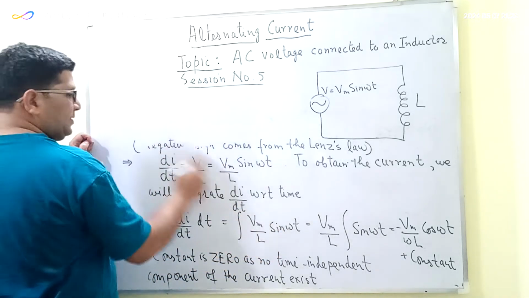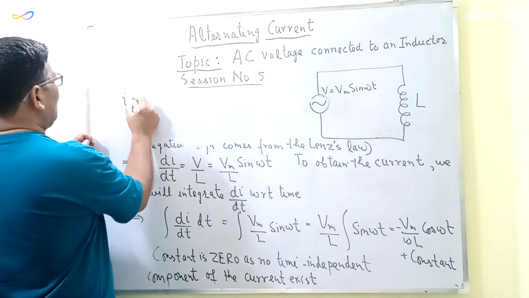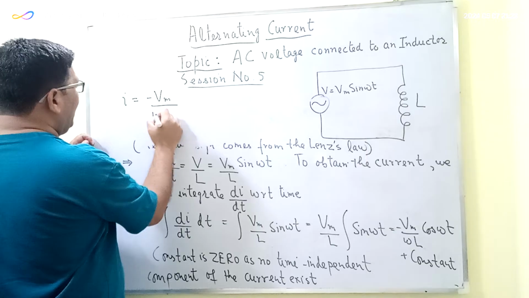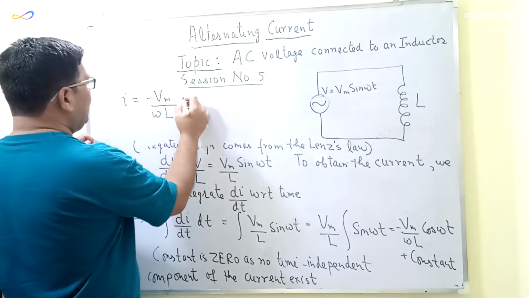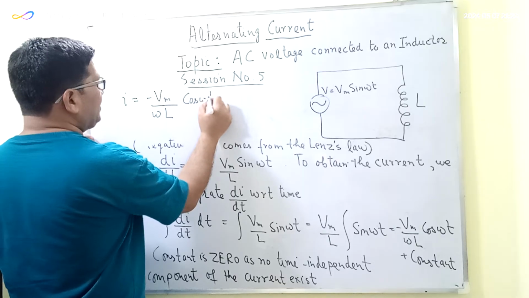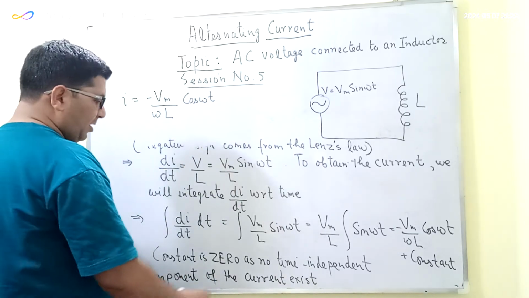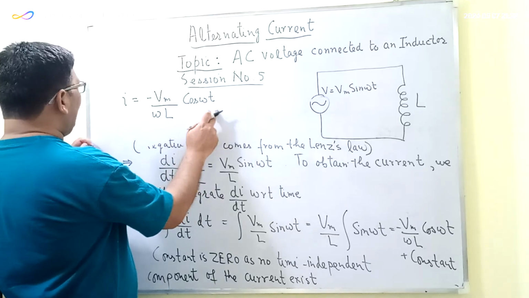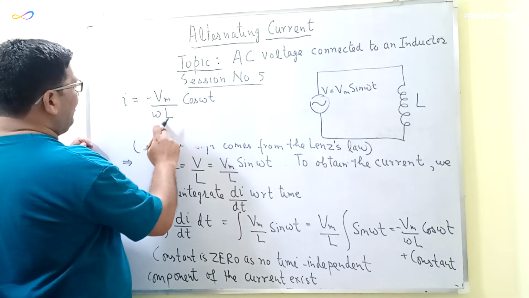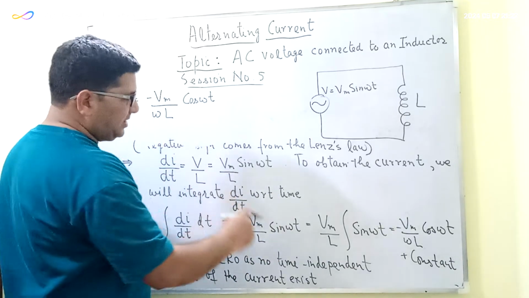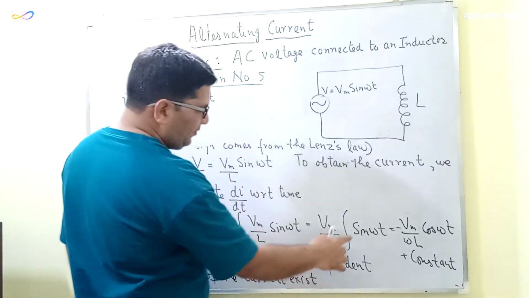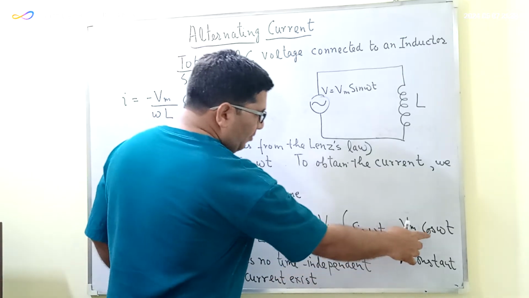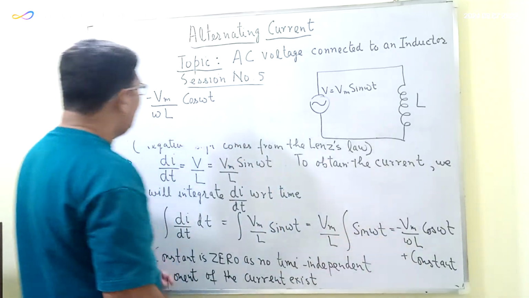So what I get from this equation is I = −Vm/(ωL) cos ωt, plus the constant of integration, which is equal to 0 because there is no time-independent component of the current. Finally I get I = −Vm divided by ωL cos ωt. We got this equation after integrating sin ωt; if you integrate sin ωt, you get minus cos ωt divided by ω.